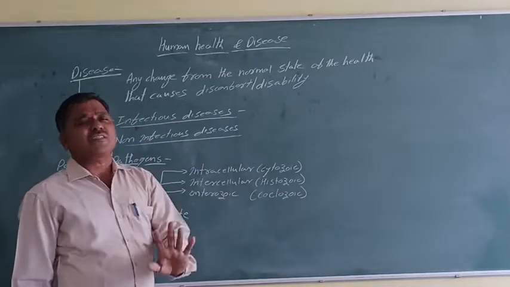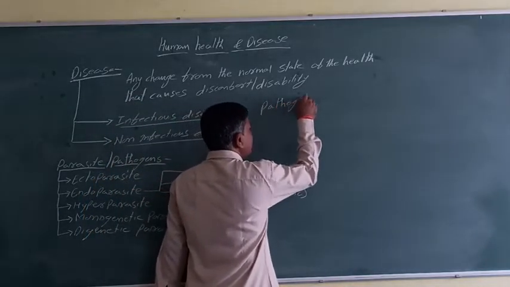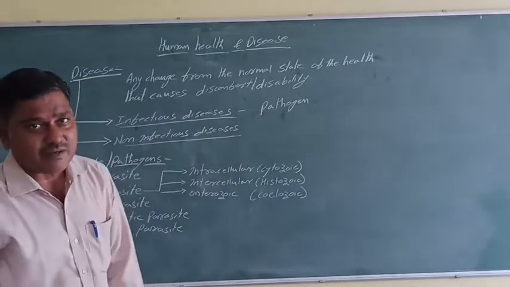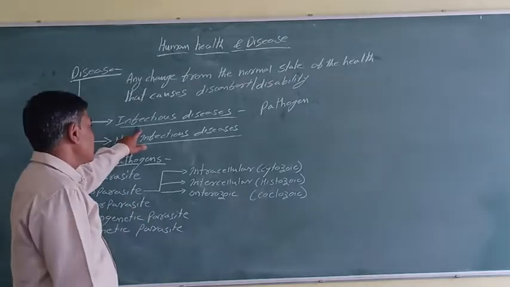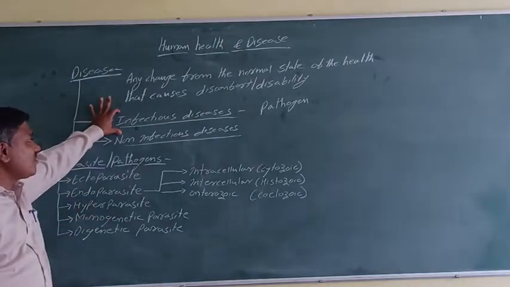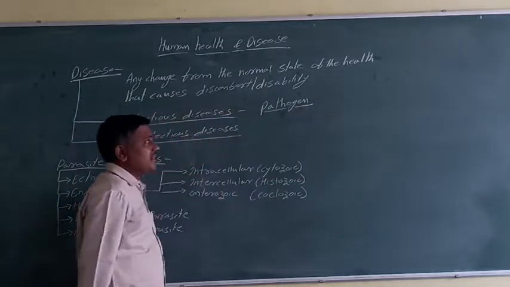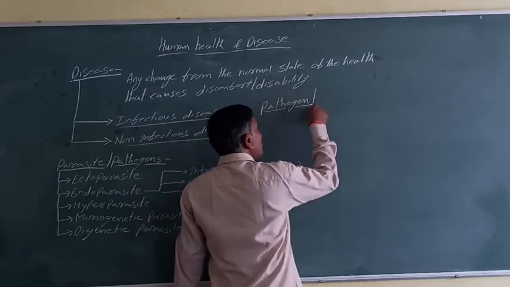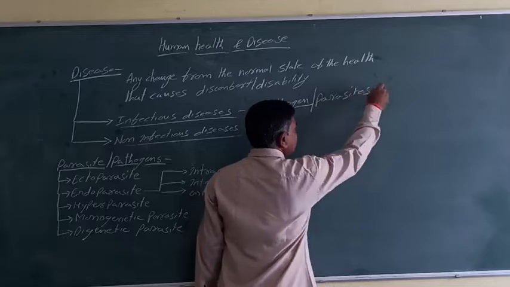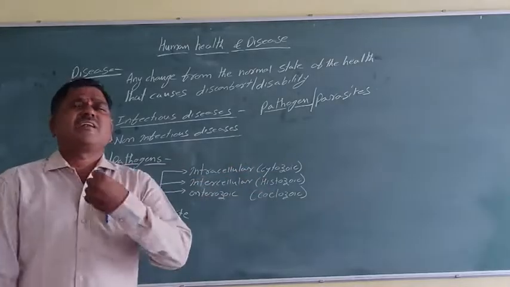And these infectious diseases are caused by a pathogen. That means there is a requirement of a certain organism which has to cause the disease. So these diseases which are transferred from one person to another are called infectious diseases, and they occur due to the presence of pathogens, which we also call parasites. There are a number of examples of infectious diseases.